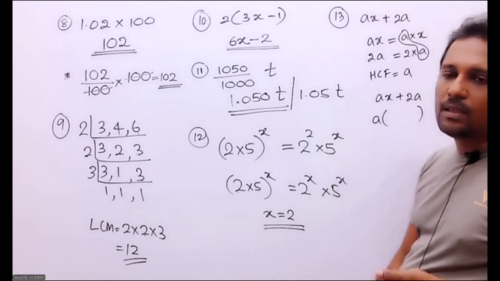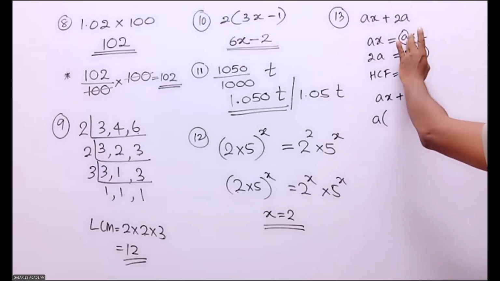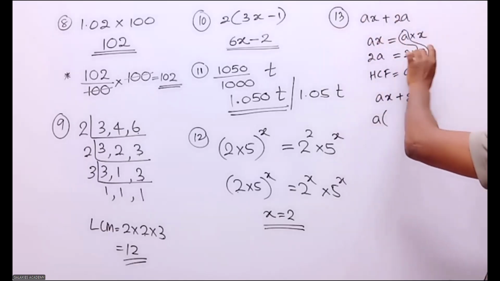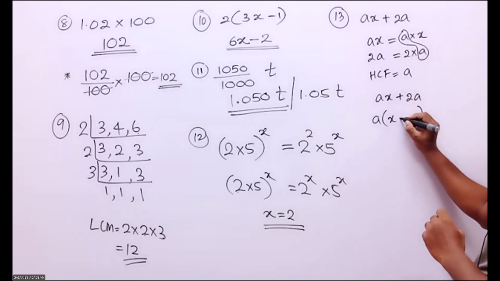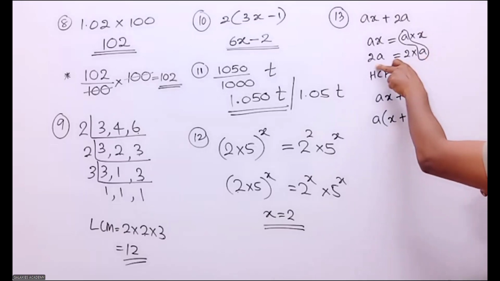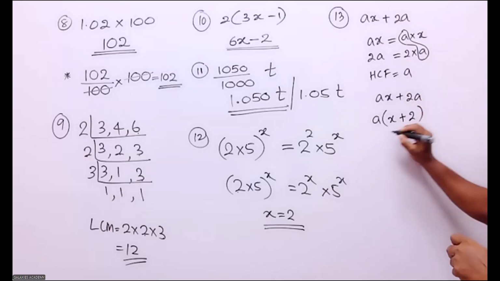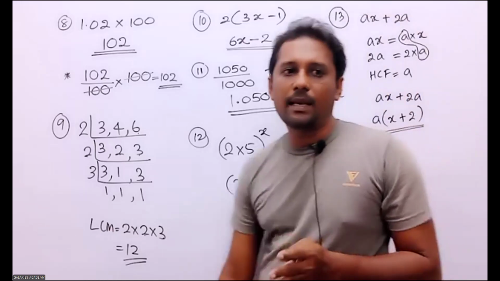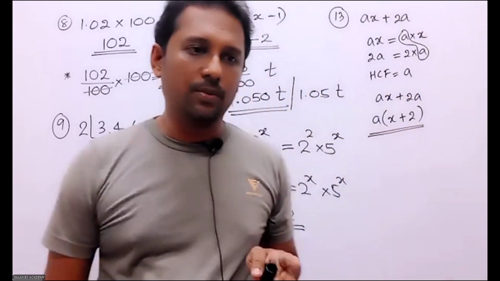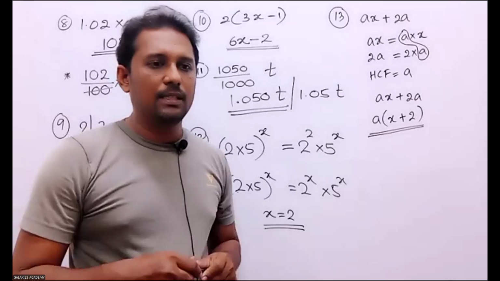HCF. If you take a outside the bracket from ax, what's the remaining term? x, plus from this one remaining 2. So what is the answer? a bracket x plus 2. a bracket x plus 2.